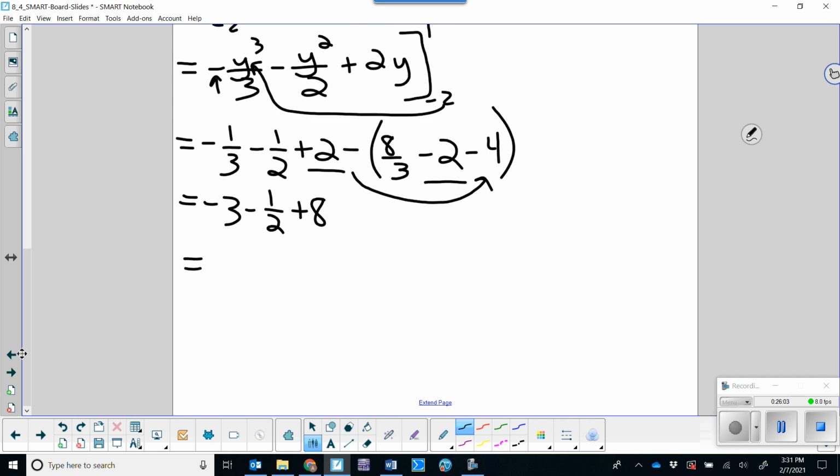So negative 3 plus 8 is 5. So you have 5 minus a half. That's 10 halves minus 1 half, 9 halves.